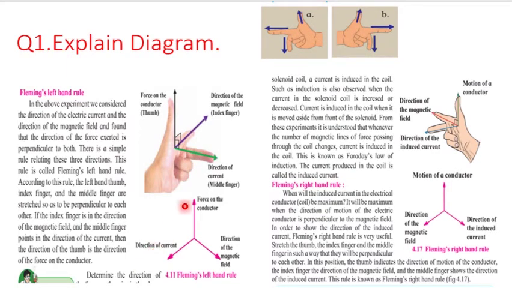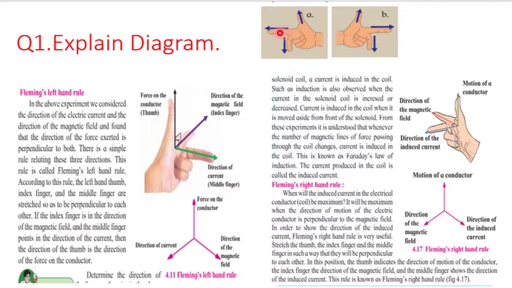Let us move to our first diagram based question. Explain the diagram, friends. Here we have diagram A and diagram B. Diagram A is about the Fleming right hand rule and diagram B is about the Fleming left hand rule. Here we have to label the diagram.